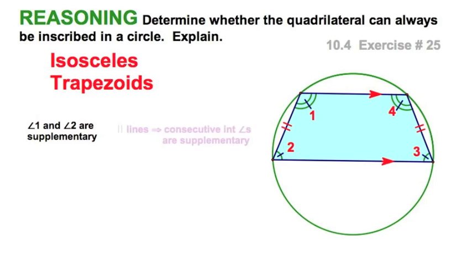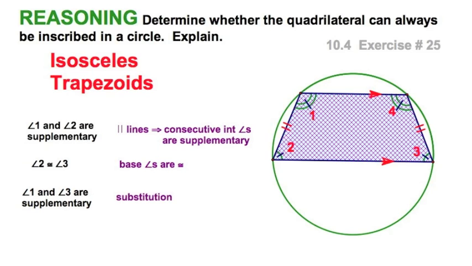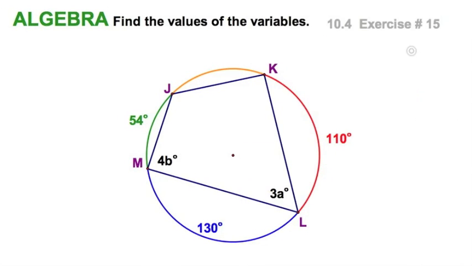Angles 1 and 2 are supplementary because parallel lines imply consecutive interior angles are supplementary. Angles 2 and 3, well, the base angles of an isosceles trapezoid are congruent. And finally, I can just replace, so angles 1 and 3 are supplementary. I'll prove that using substitution. Opposite angles, 1 and 3, are supplementary. Just run through the same exercise for angles 2 and 4, and there you have it. Both pairs of opposite angles are supplementary. This figure is cyclic.